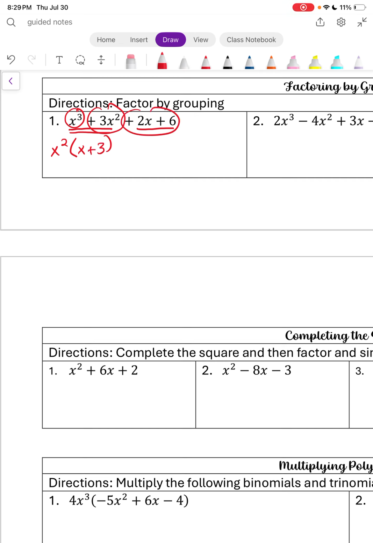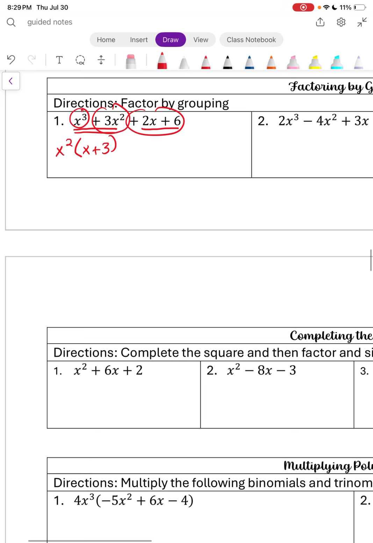Second group, what am I going to factor out? Now, this is very important: make sure that you put either plus or minus. If you're factoring out a positive, put plus. If you're factoring out a negative, put minus. I'm factoring out a positive 2 out of both of them. 2 times x gives me my 2x. 2 times 3 gives me my 6.